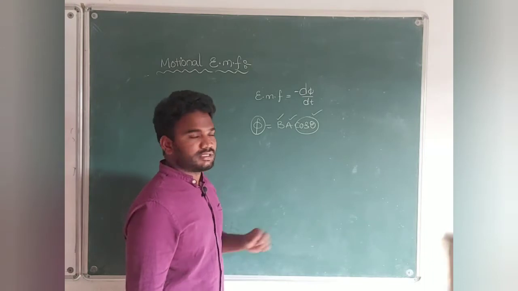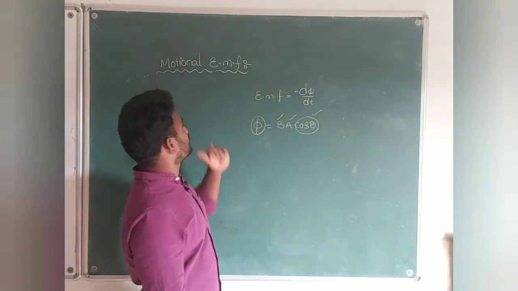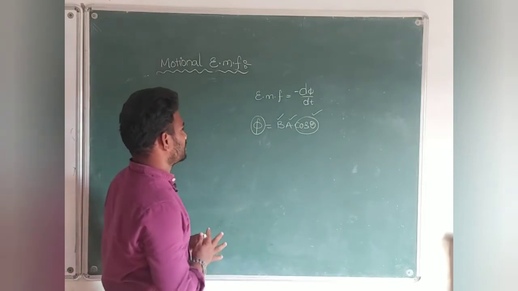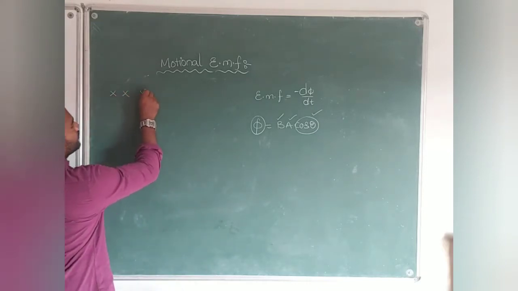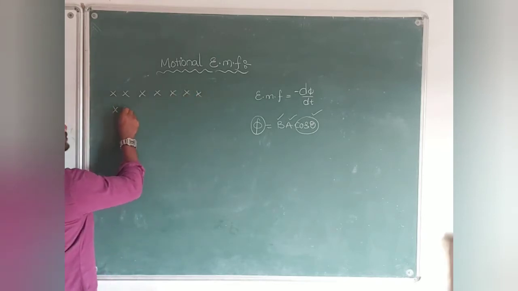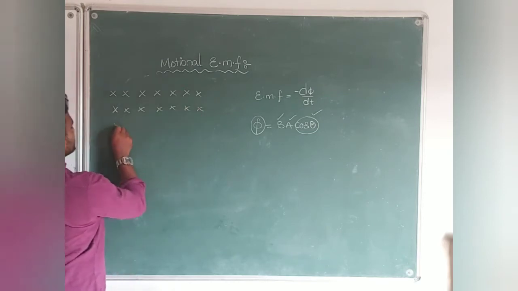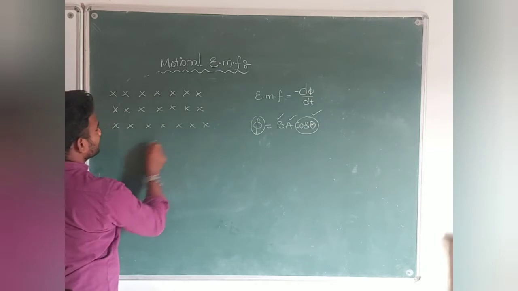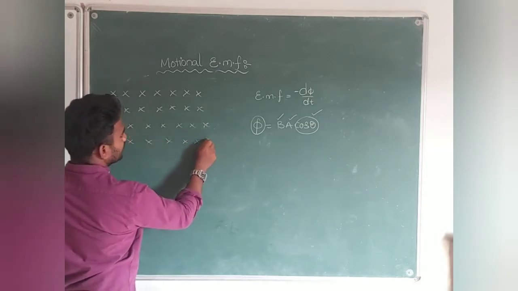Yes or no, students? So let me go with the derivation of this motional EMF, how we get the motional EMF. That's what we are going to see here. First of all, for motional EMF, let me create a uniform magnetic field first. So this is the inward uniform magnetic field I have taken here.